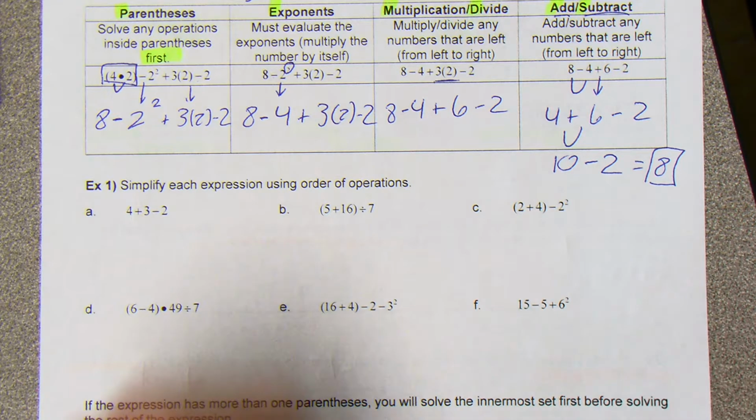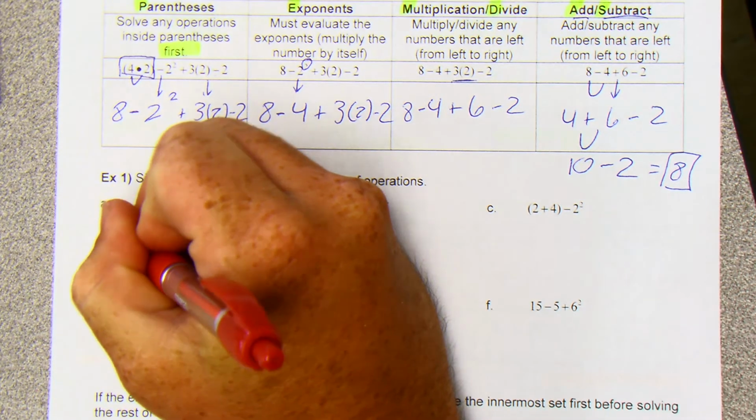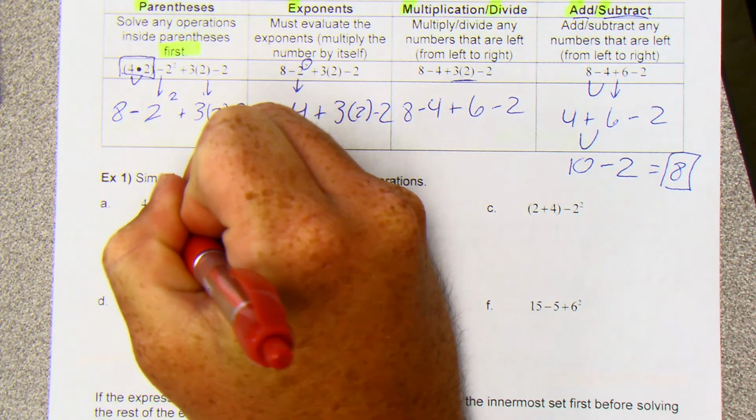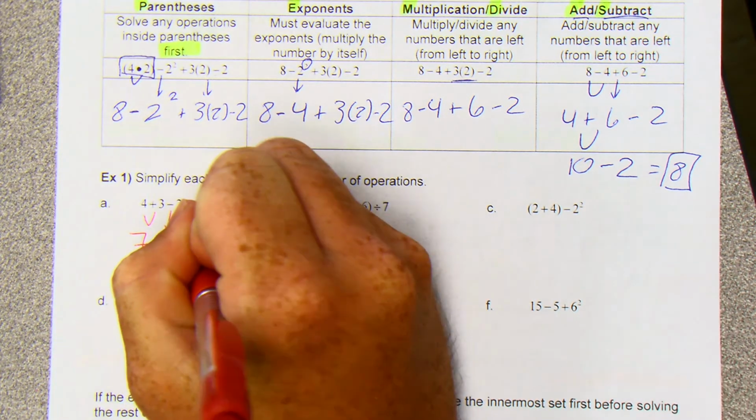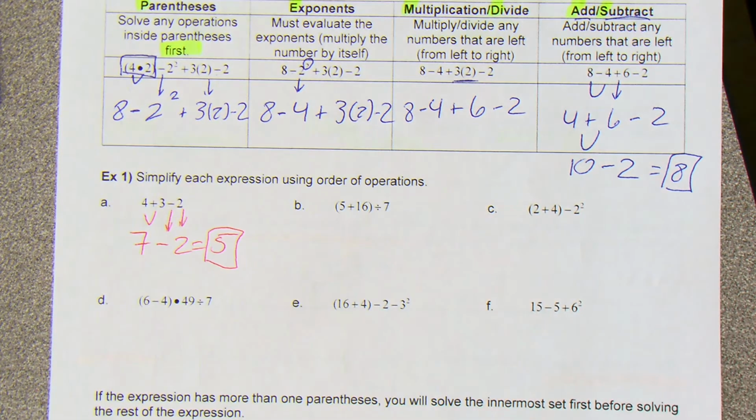So if we did 4 plus 3, you would get 7. I'd bring down my minus sign, and I'd bring down my 2. 7 minus 2 is 5. So that one, there were no parentheses, no exponents, no multiplication or division, and there was only addition and subtraction. Once we get all the way down that checklist, you just do addition, subtraction. That's all we had to do for this one.